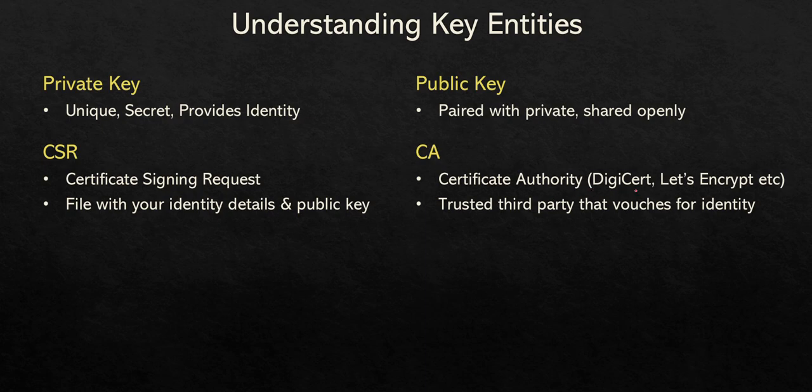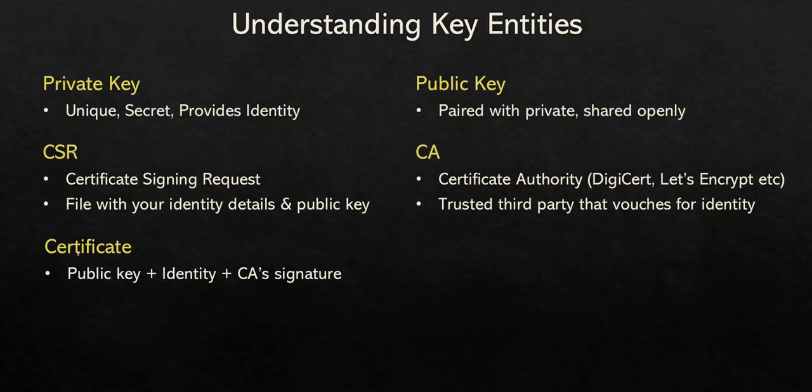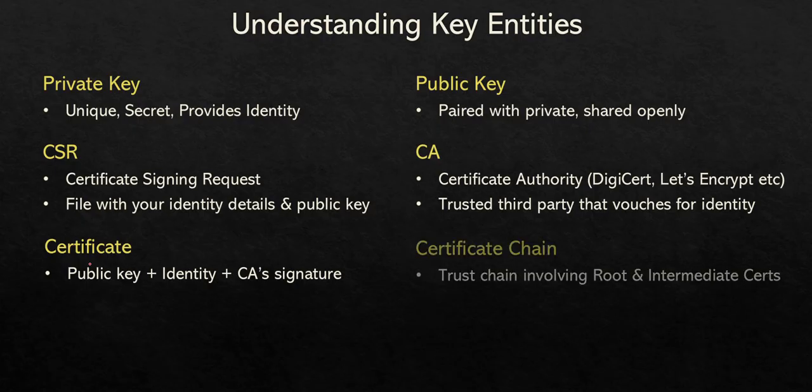Some of the examples are DigiCert, Let's Encrypt, GoDaddy, etc. These are the certificate authorities, trusted third parties that vouch for identity. Next comes the certificate itself. As you can see, a certificate is a combination of the public key, the identity, and the CA signature. So now you can relate these three things. The certificate is basically the public key that we discussed here, the CSR, which is the identity, and the CA signature, which is the certificate authority signature. When these three things are combined, we get a certificate out of it.